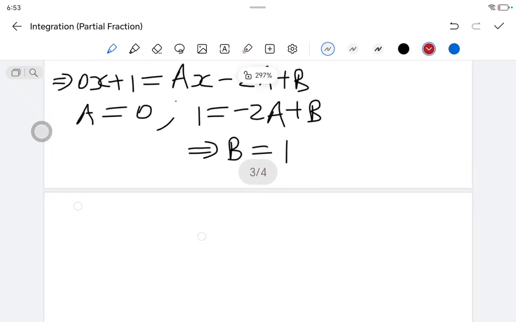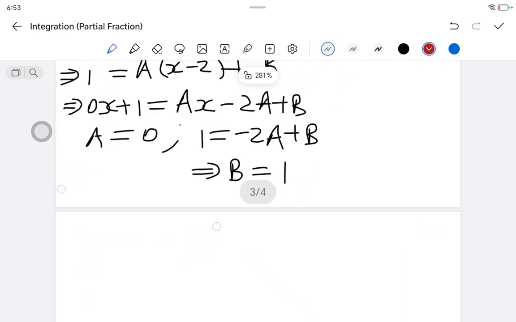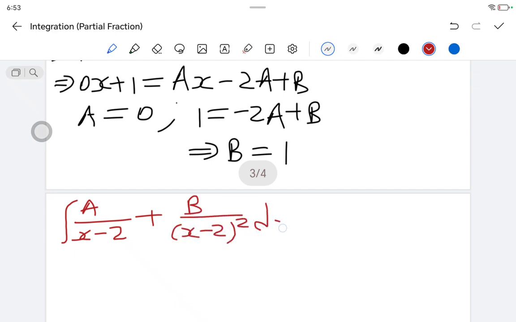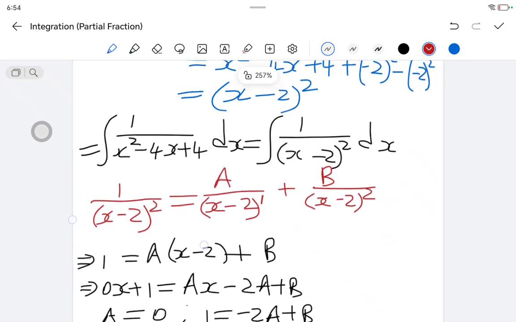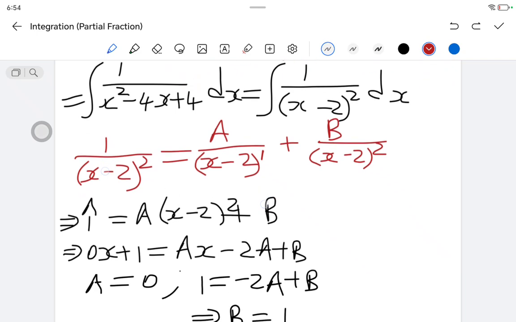So now we have our a as 0, our b is 1. So it means that, Sir, yes? Can you please go back to the part where we're equating 1 over x minus 2 all squared equals a plus b, right? Yeah, this part. Can you please simplify it and explain what you're simplifying?